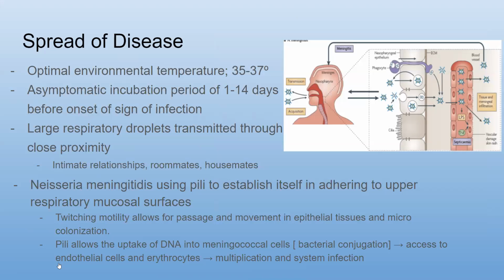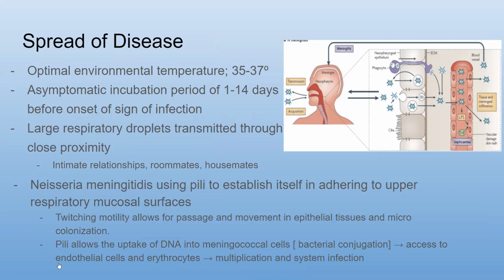The optimal environmental temperature for the bacteria is 35 to 37 degrees Celsius, and given their proximity to normal body temperature, humans are an ideal host. The incubation period after initial infection is 1 to 14 days, where no signs or symptoms are typically present. The bacteria is spread through large respiratory droplets, which are transmitted in close human contact. This would include the contact of relationships, roommates, and housemates.